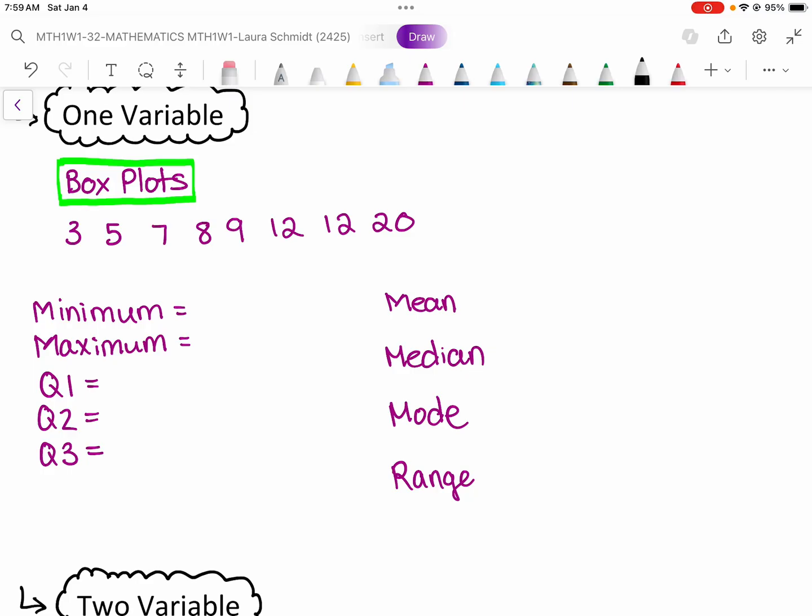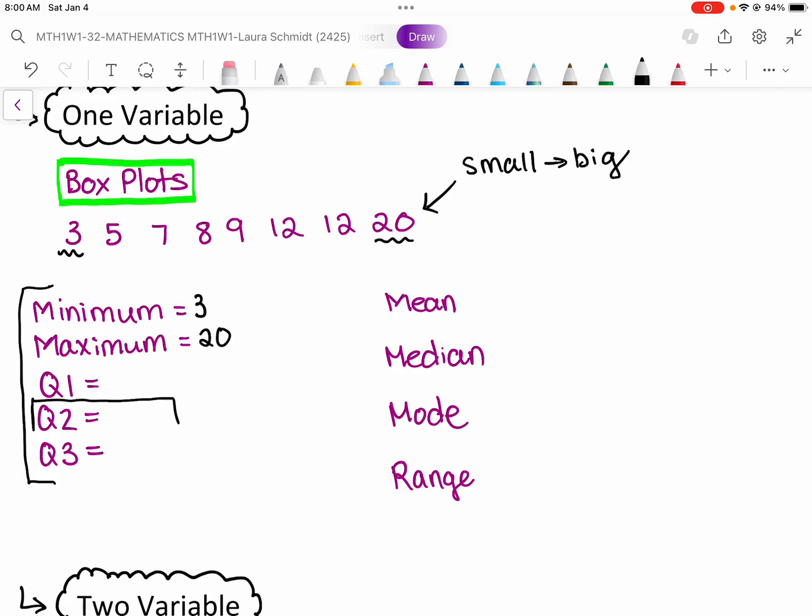So your first step is to put the data in order from smallest to biggest. Always start with that step first. And then we're going to collect these 5 pieces of information. What is the minimum? What's the smallest number? 3. What is the maximum, the biggest number? 20. Then the next one I like to go to is Q2. That number is actually also called the median. It is the middle number. So what is the middle number?